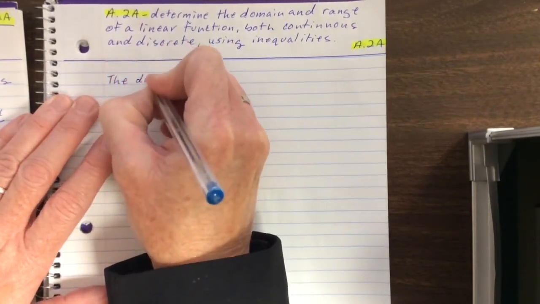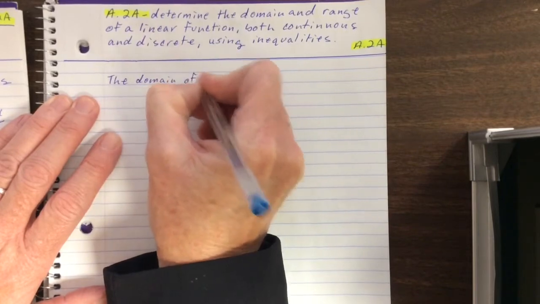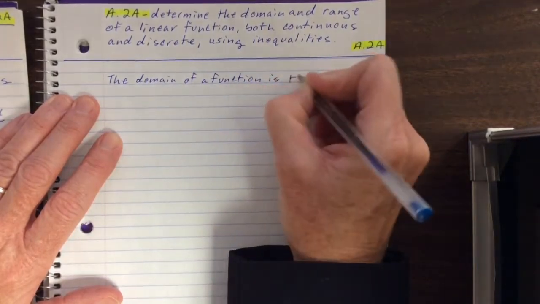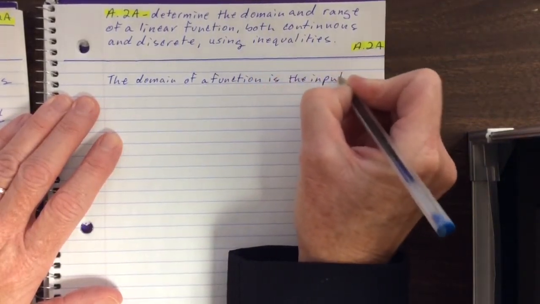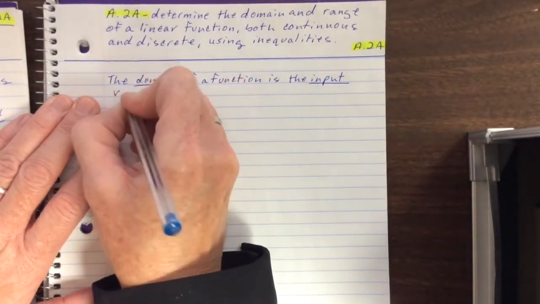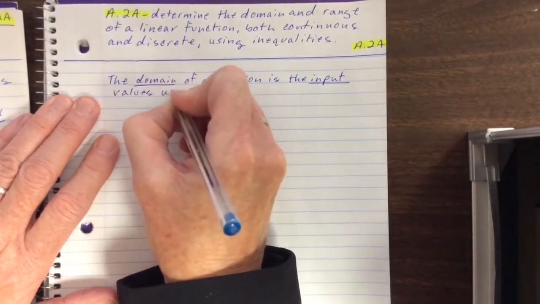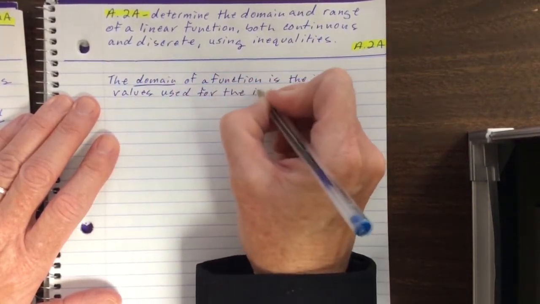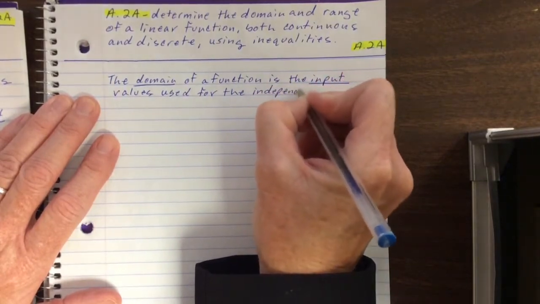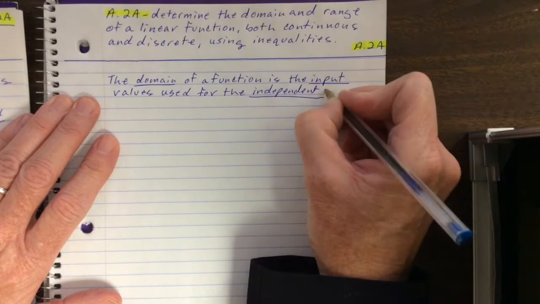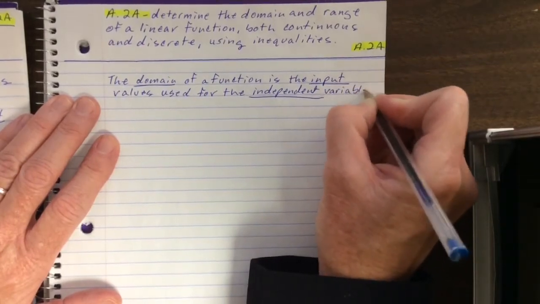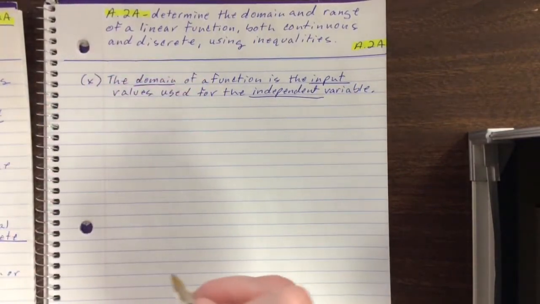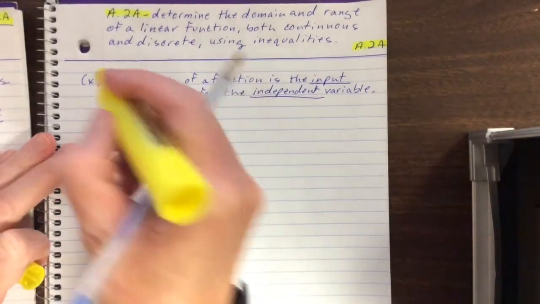The domain of a function is the input values used for the independent variable. Okay, this is your x. Now we're just using a lot of different words.